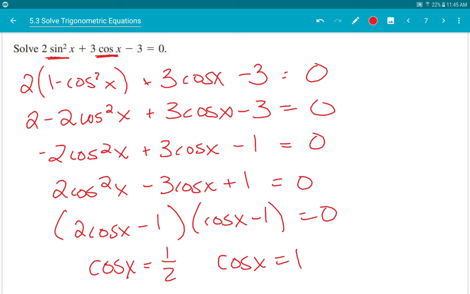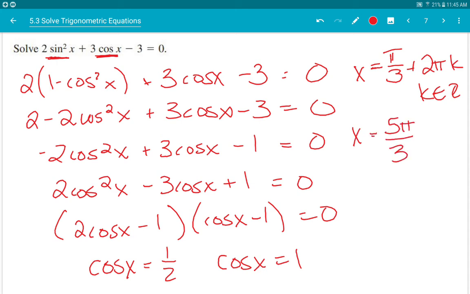So we're going to have cosine x equals 1/2. x equals pi over 3 plus 2 pi k, where k belongs to z. We get 5 pi over 3 plus 2 pi k, where k belongs to z.